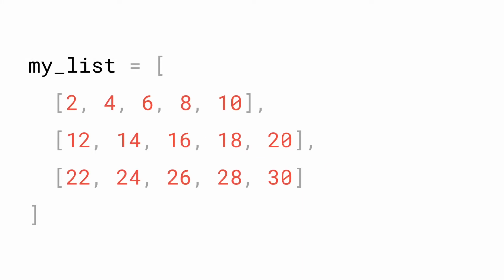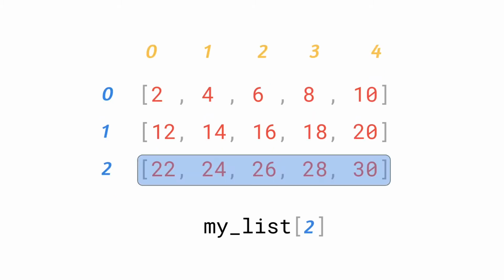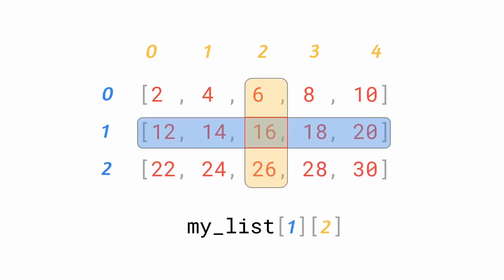You can also have two-dimensional lists, which are basically lists inside of a list. You can access things inside two-dimensional lists by using row and column positions. For example, to get the third row in this two-dimensional list, we would do mylist[2]. To access individual elements in a list, we specify the row and column like so. mylist[1][2] will give us the element at the first row and second column, in this case 16.